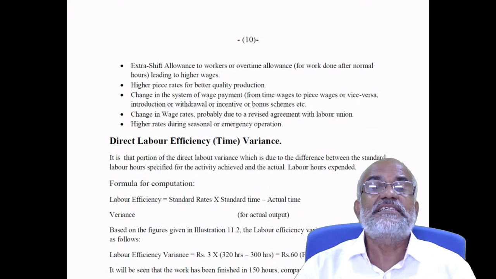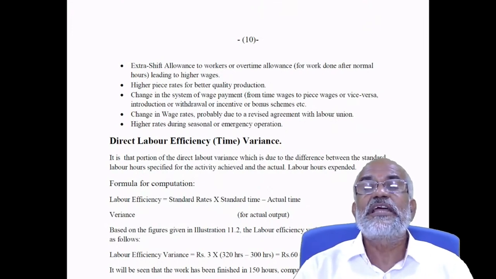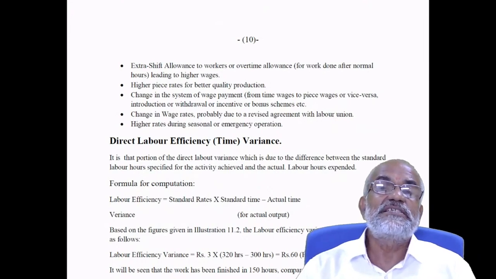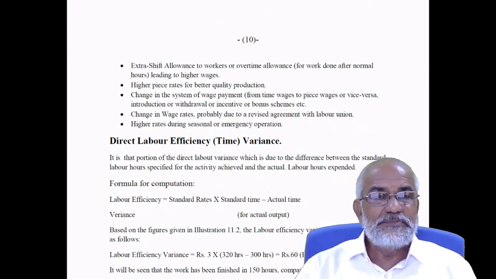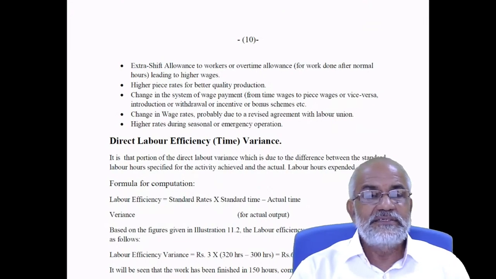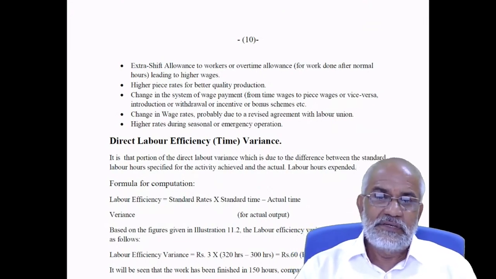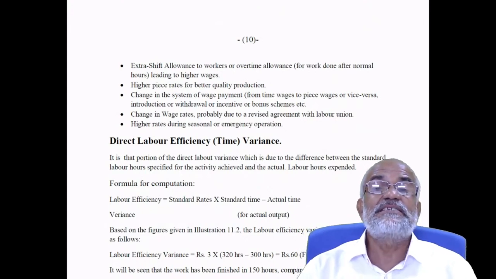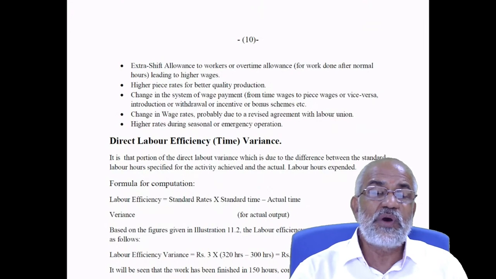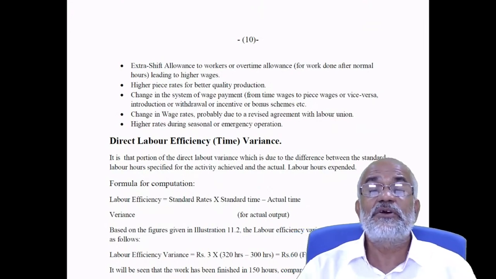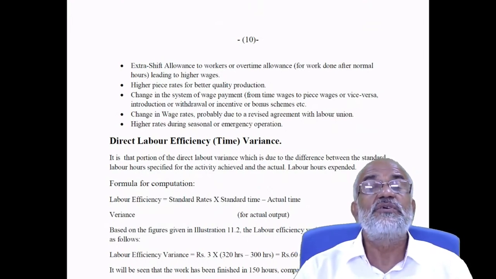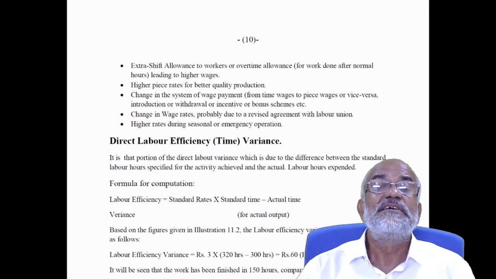The next is extra shift allowance to workers or overtime allowance for work done after normal hours, leading to higher wages. Overtime normally is paid at twice the normal rate. So when, due to execution of the work on priority basis, overtime is offered to the workers, then obviously the labor cost would be more and more. And at that juncture, the direct labor rate variance would definitely be adverse.